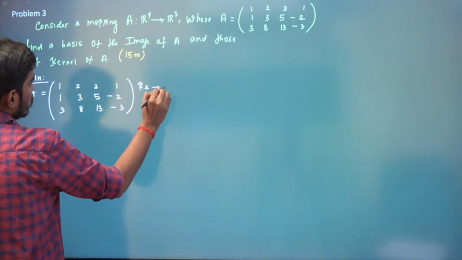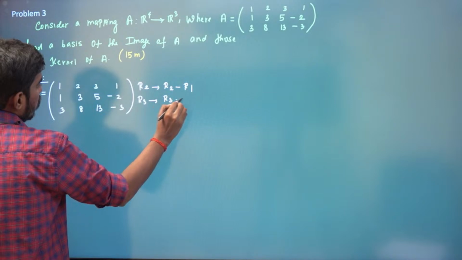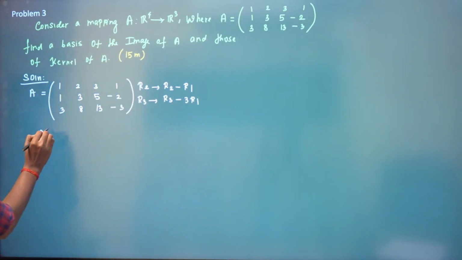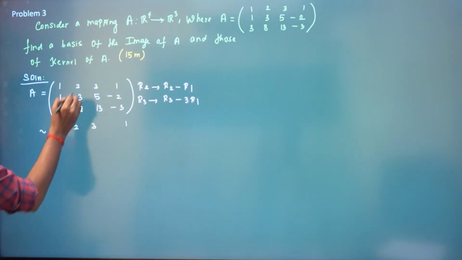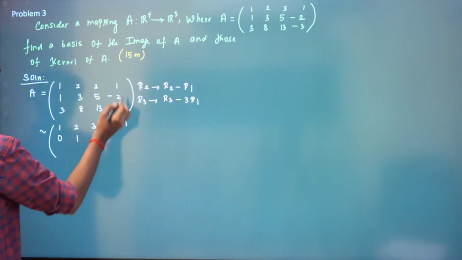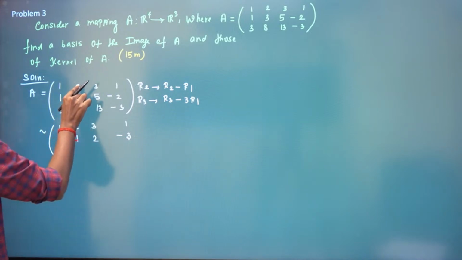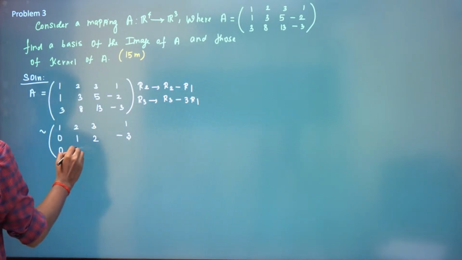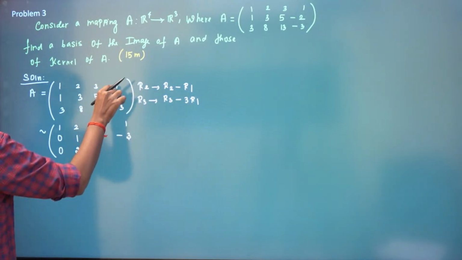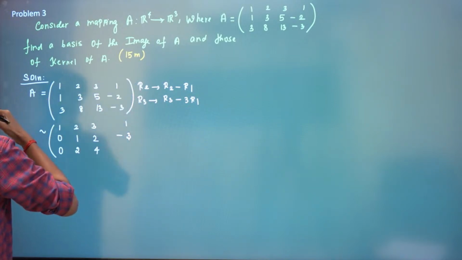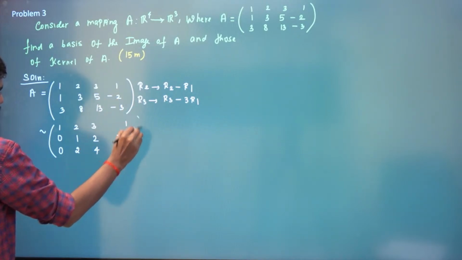R2 is transformed to R2 minus R1, R3 is transformed to R3 minus 3 times R1. So this is equivalent to 1, 2, 3, 1. 1 minus 1 is 0, 3 minus 2 is 1, 5 minus 3 is 2, minus 2 minus 1 is minus 3. R3 minus 3 times R1: you multiply 3 here, it will be 6, so 8 minus 6 is 2. You multiply 3 here, it will be 9, 3 minus 9 is 4. You multiply 3 here, so minus 3 minus 3 will be minus 6.